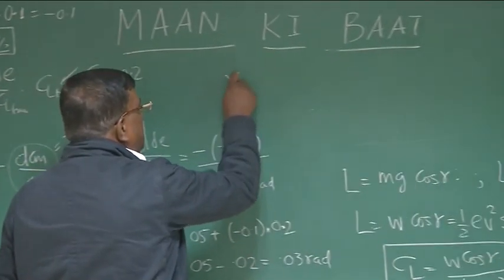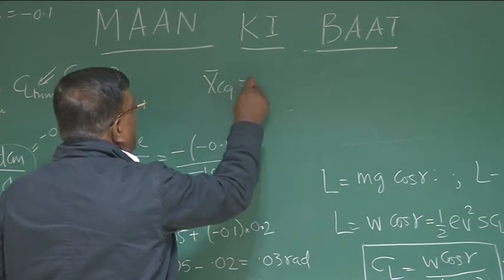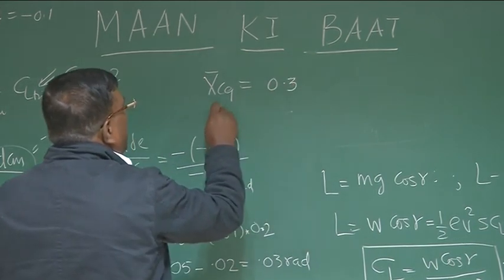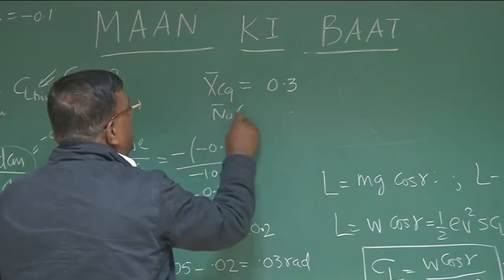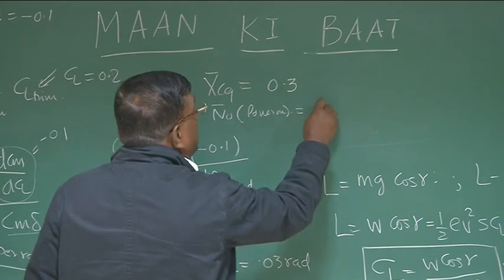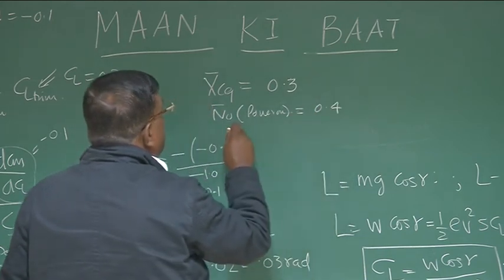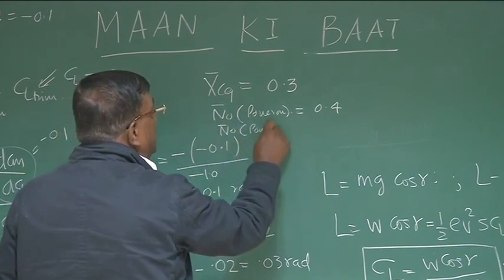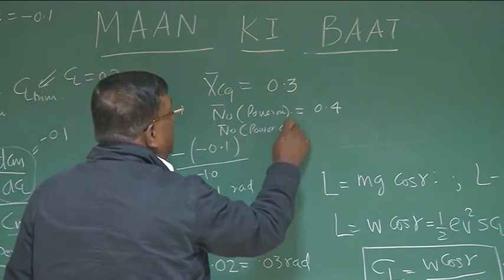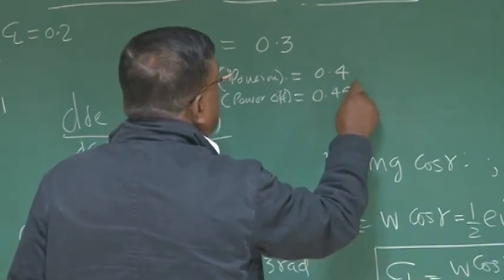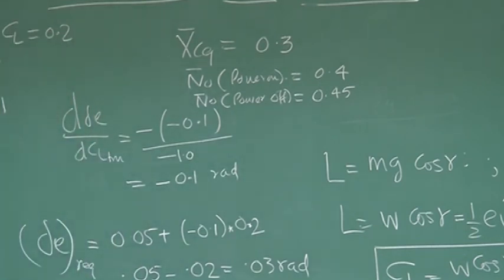The XCG of the airplane is at 0.3, and neutral point power on is at 0.4, and also it could be given neutral point power off equal to 0.045, because you know power off is more stable compared to power on.